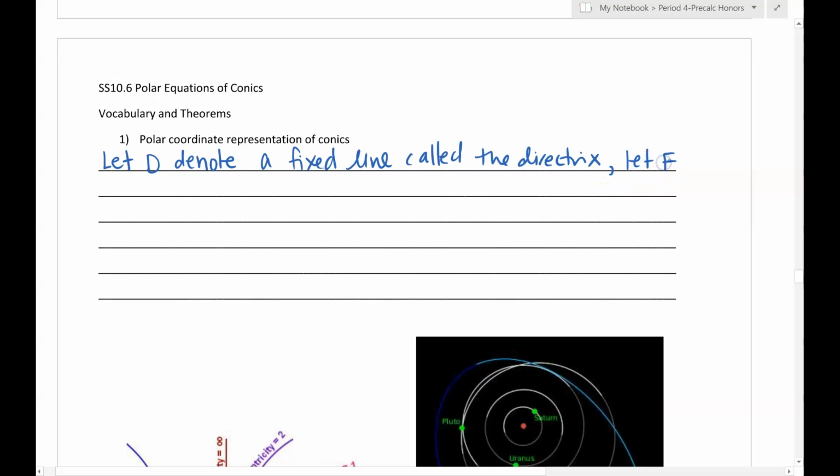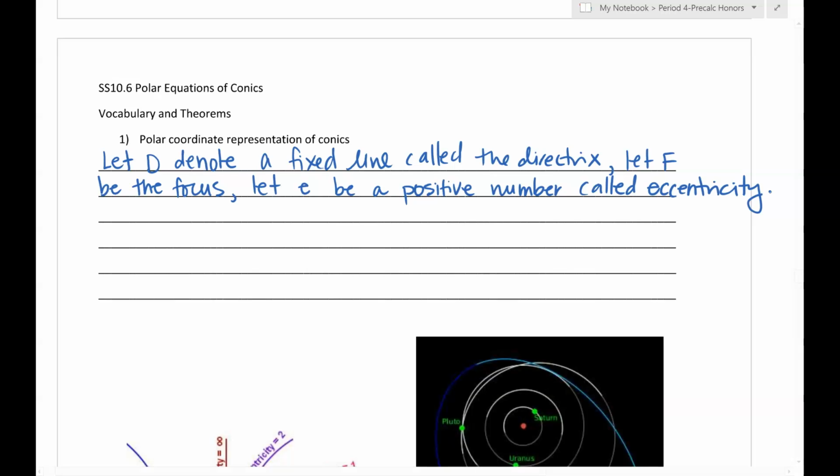Let F be the focus. Let E be a positive number called eccentricity. Okay, so I'm introducing to you guys a new number called E, which is called the eccentricity.